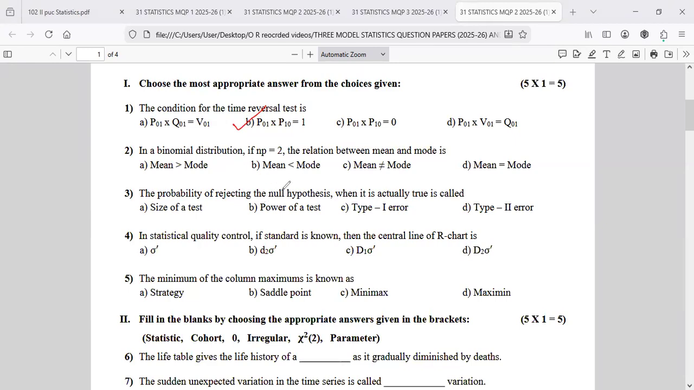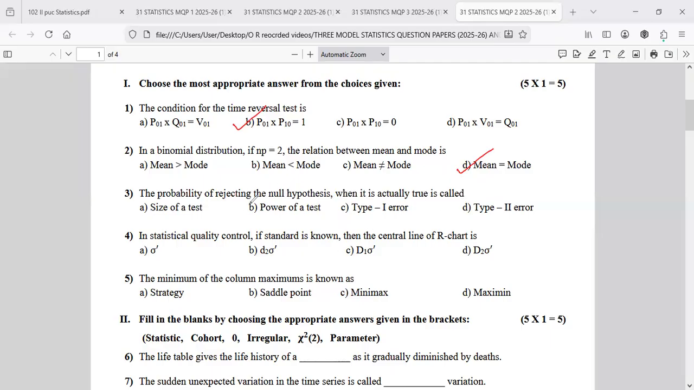So in a binomial distribution, if NP is equal to 2, what is the relation between mean and mode? Definitely, remember the property. Look at that. Many questions come under properties here. All of you, please concentrate on the 8 distribution properties. So here, NP is equal to 2, an integer, so mean is equal to mode when NP is an integer, isn't it? So that time, NP is equal to 2, the relation is mean is equal to mode. Yes, this property is important.